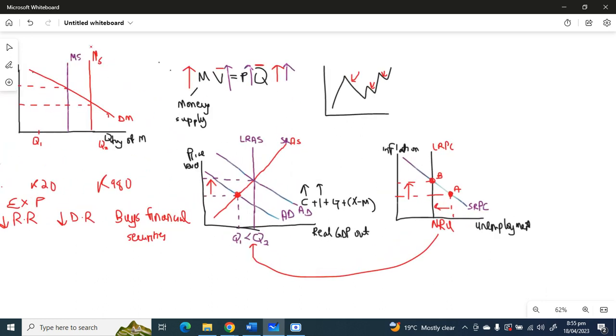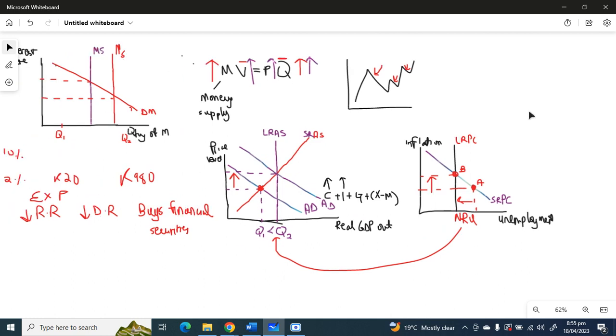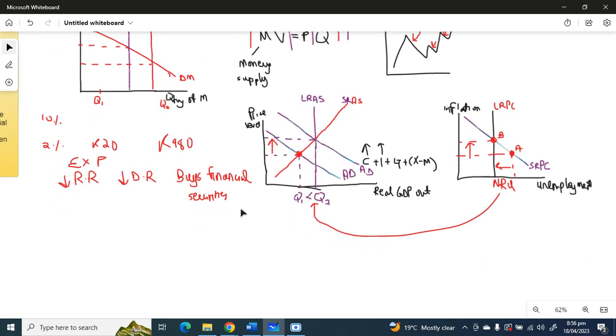Any questions before we see when the central bank implements a contractionary fiscal policy? This is when they see inflation is too high in the economy. All right, inflation is too high. We need to reduce the inflation in the economy.